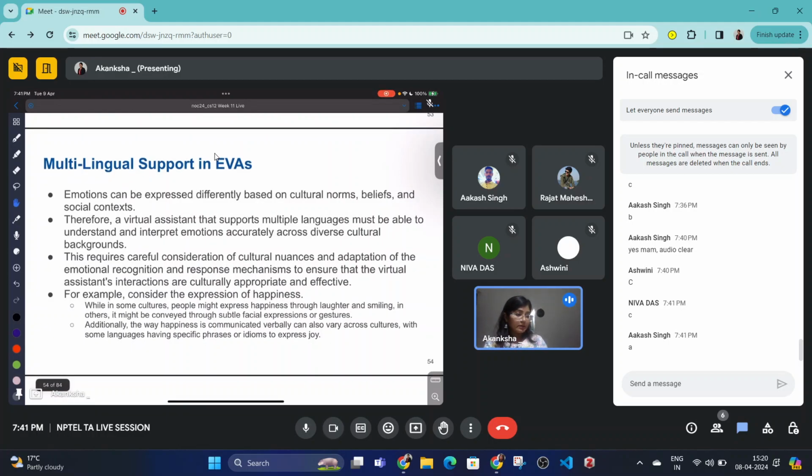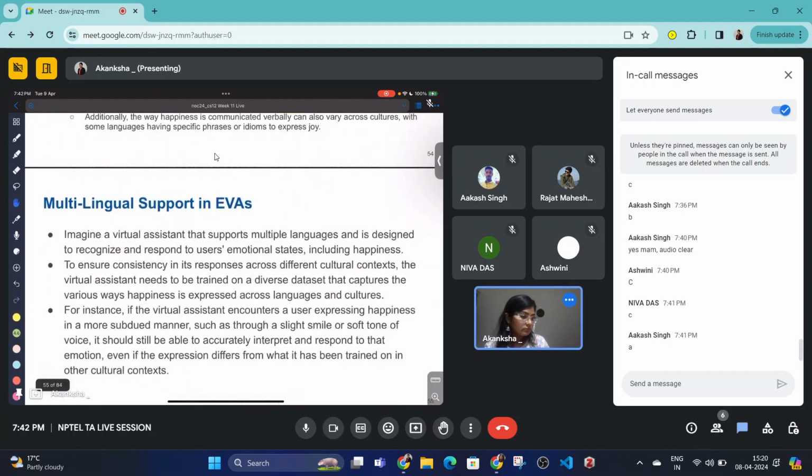Actually, emotions can be expressed differently based on cultural norms, beliefs, and social contexts. So, a virtual agent that supports multiple languages should be able to understand and interpret emotions accurately across diverse cultural backgrounds. This requires careful consideration of the nuances of different cultures. In some cultures, for example, people might express happiness through laughter and smiling, and in another community it might be conveyed through subtle facial expressions or gestures. The way happiness is communicated verbally can also differ, right? Specific phrases or idioms like yay or wow, there can be different words. So, we want to include every information. But this is a challenge, as we already discussed.